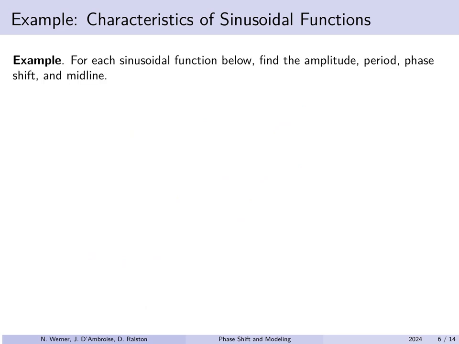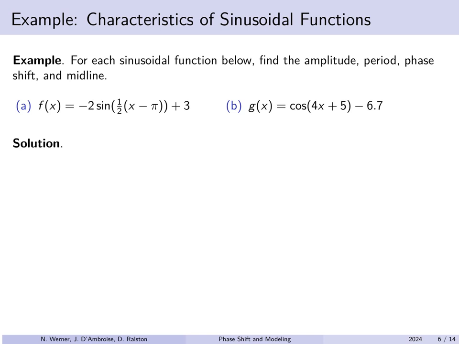For each sinusoidal function below, we're going to find the amplitude, the period, the midline, and now also the phase shift. So the first example, f of x equals negative 2 times the sine of 1 half times the quantity x minus pi, all plus 3. Whereas part b, g of x will be the cosine of 4x plus 5 minus 6.7.